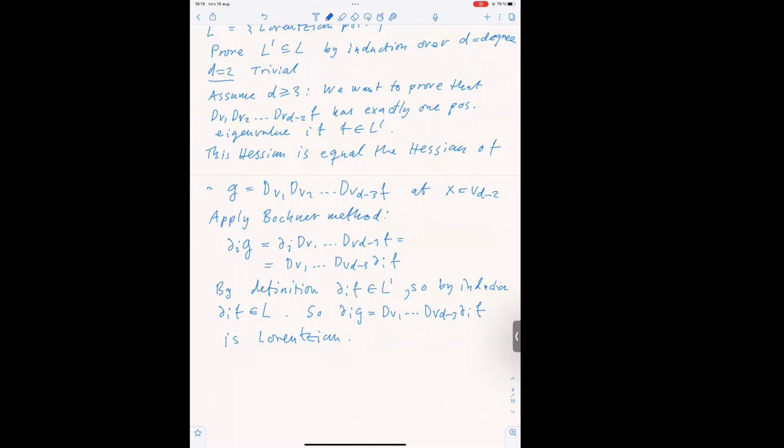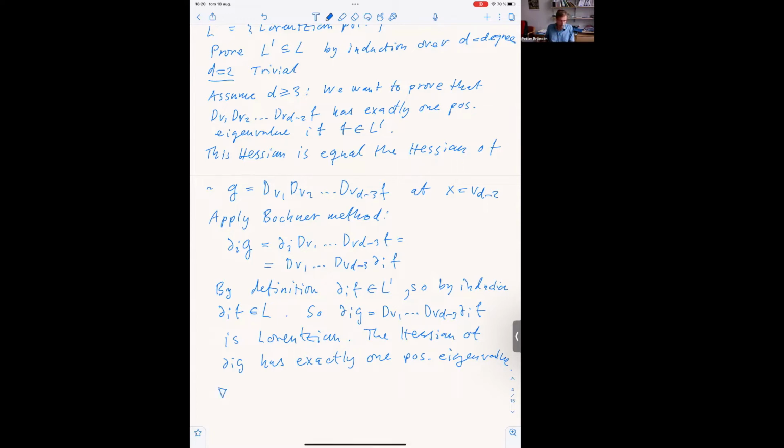Okay. But now we know that this dig is Lorentzian, so the Hessian of dig has exactly one positive eigenvalue. And this is one of the conditions that should hold to apply the Bochner method. And the other one is this regularity. So this is what I'm saying now.